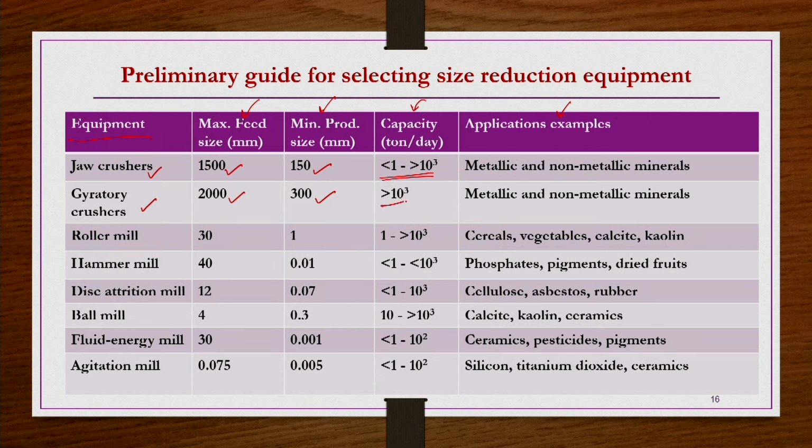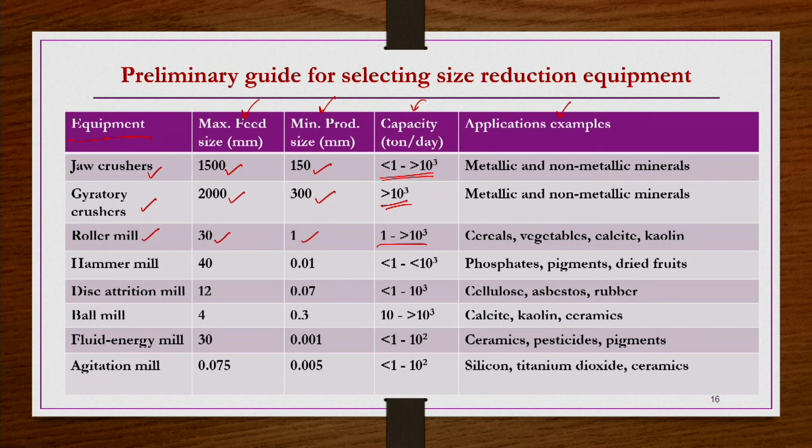The capacity is in general very high, more than 1000 tons per day. These also find applications in metallic and non-metallic minerals. Then roller mills, smooth and tooth roller mills, we have seen 2 types. They can handle a maximum feed size up to 30 mm, and they can produce products of minimum product size of 1 mm. Their capacity is also very wide, 1 to 1000 tons per day.